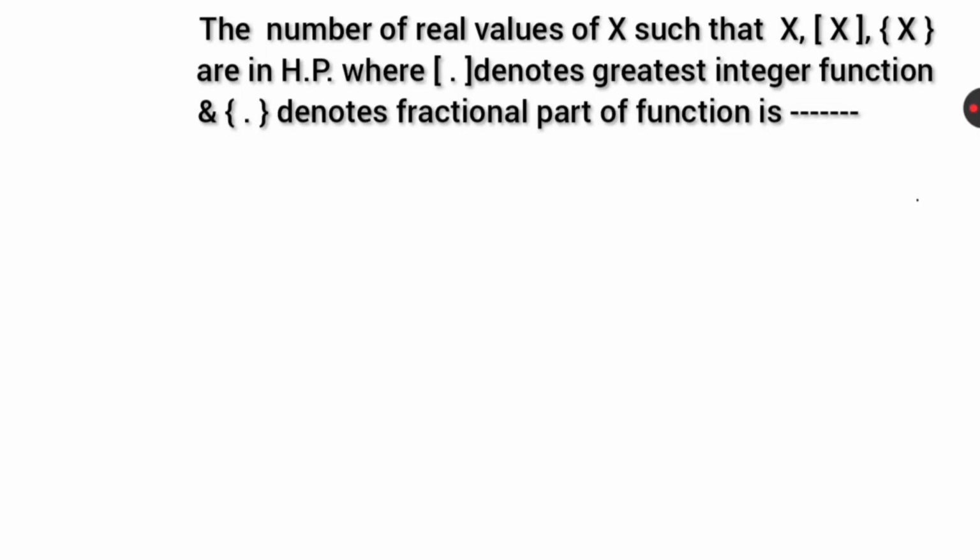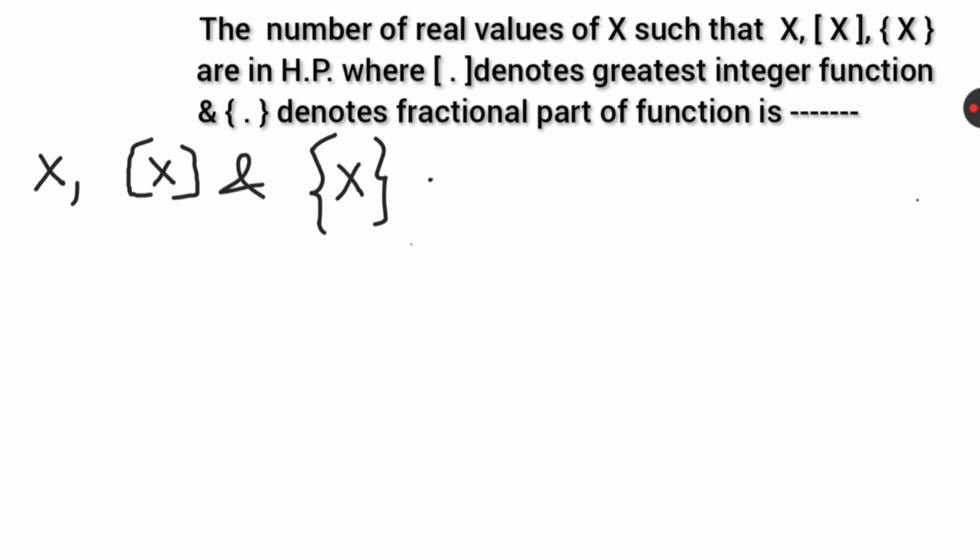The number of real values of x such that x, the greatest integer function of x, and the fractional part of x are in HP, where the bracket symbol denotes the greatest integer function and the fractional part symbol denotes the fractional part function. We need to find the number of real values of x. Let's see how to solve it. What is given: x, the greatest integer function of x, and the fractional part of x are in HP. Let's see how we can find the real values of x.